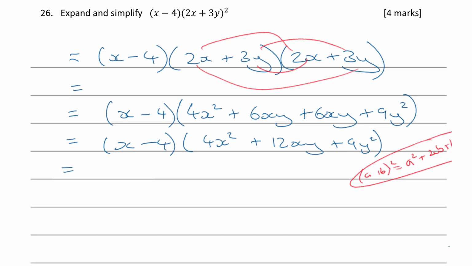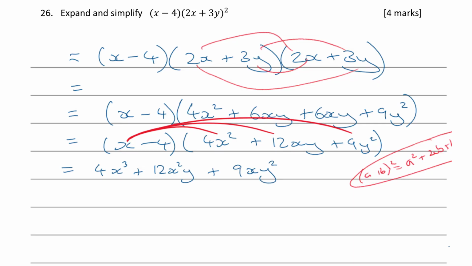So now I need to multiply everything in my first bracket with everything in the second bracket. So x times 4x squared, x times 12xy, and x times 9y squared. Let's do that first. So that gives me 4x cubed plus 12x squared y plus 9xy squared.